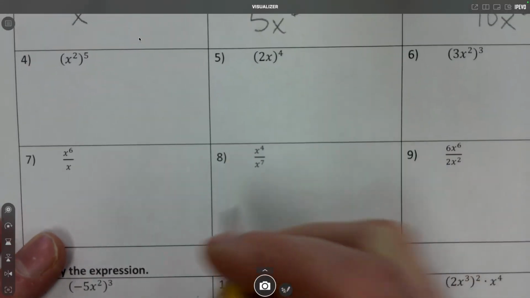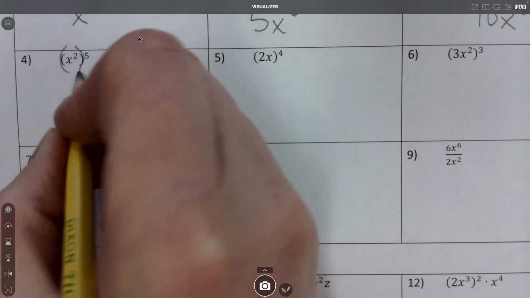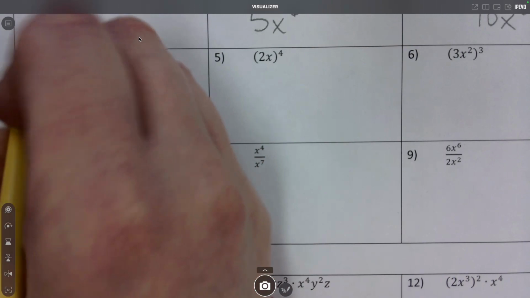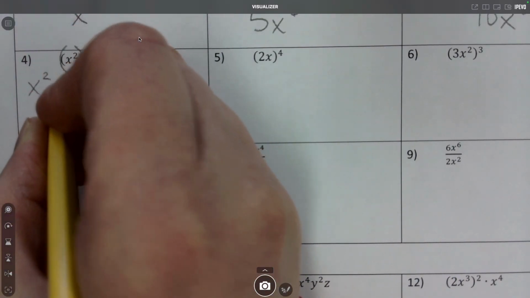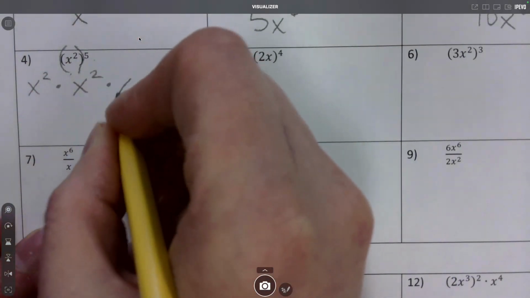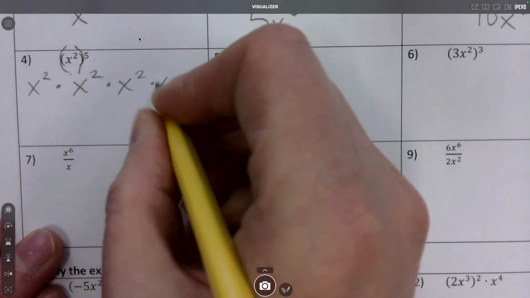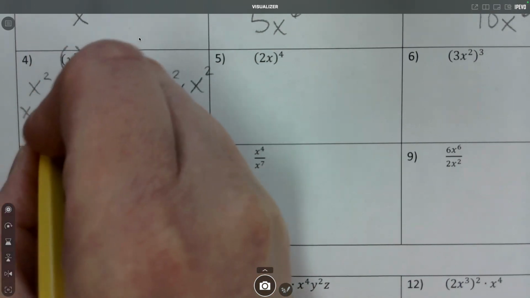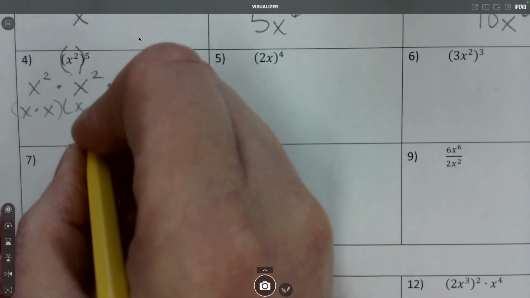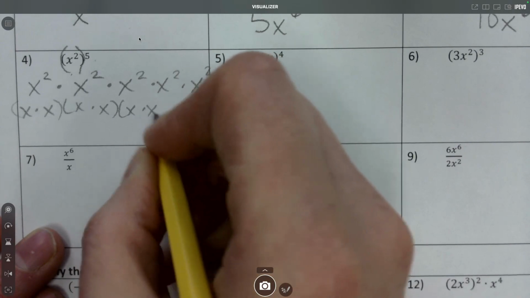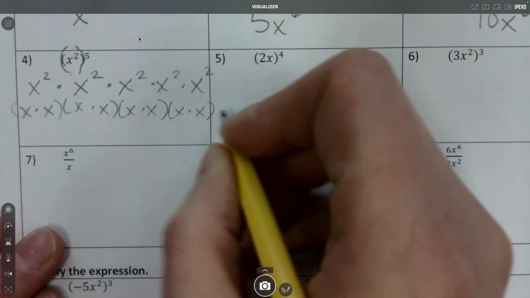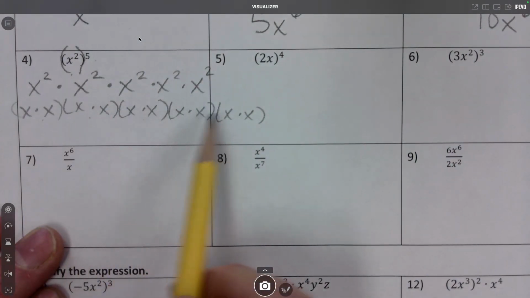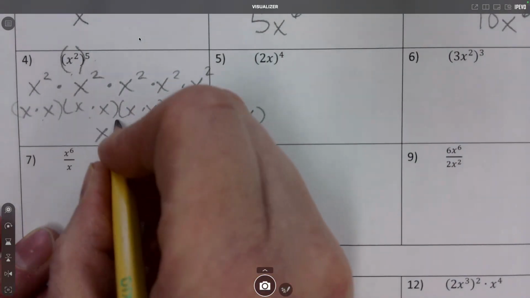So on the next one, I have parentheses, and it's being raised to the 5th power. That means the stuff inside the parentheses I could write 5 times. So x squared, x squared, x squared, 1, 2, 3, x squared, 1 more. So every time I have an x squared, there's basically 2 factors of x. So I have 2 of them, I have 2 more, and 2 more after that. And so I have to think how many x's altogether. Well, I've got 2, 4, 6, 8, 10, and so I'm going to have x to the 10th power.